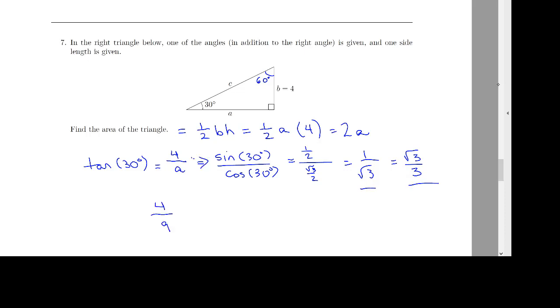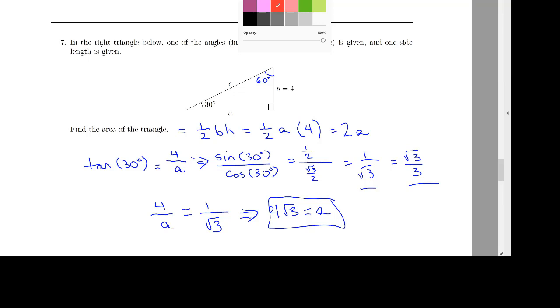4/A is equal to, I'm going to use this one, and then I can say 4 times the square root of 3 is equal to A. And now I can go back and say that my area is equal to 2 times A, and A is 4 times the square root of 3. So it equals 8 times the square root of 3. And that's pretty much it. As long as I have a right triangle, I just use my basic trig functions.